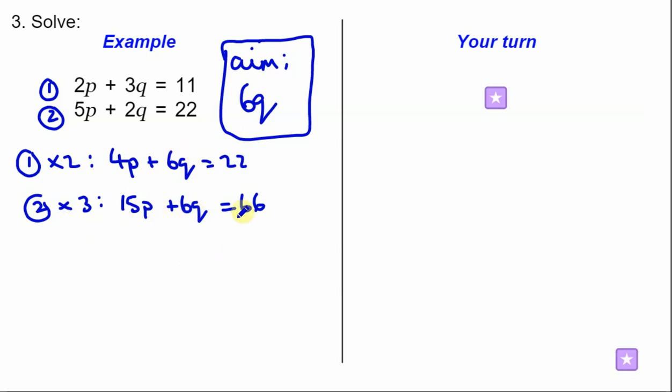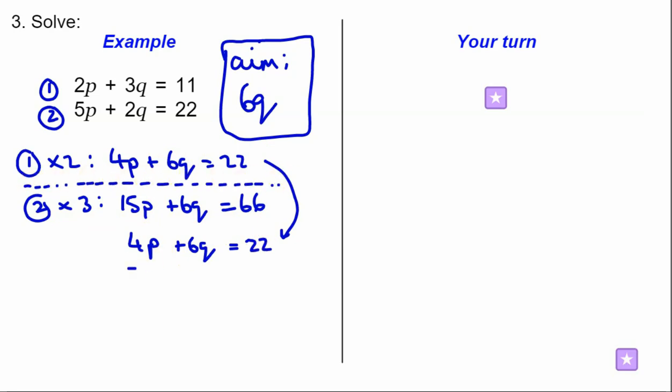Just like I've been doing before, I probably want to write the biggest one on top. So actually, I'm just going to write this below. I'm going to draw a bit of a dotted line there. I've just written that below because I know when I do my subtraction, it's the same sign, subtract, both positive 6s, so I'm going to avoid negatives doing it like this. So 15p take away 4p is 11p. 66 take away 22 is 44. These cancel out to be 0. So p equals 4.